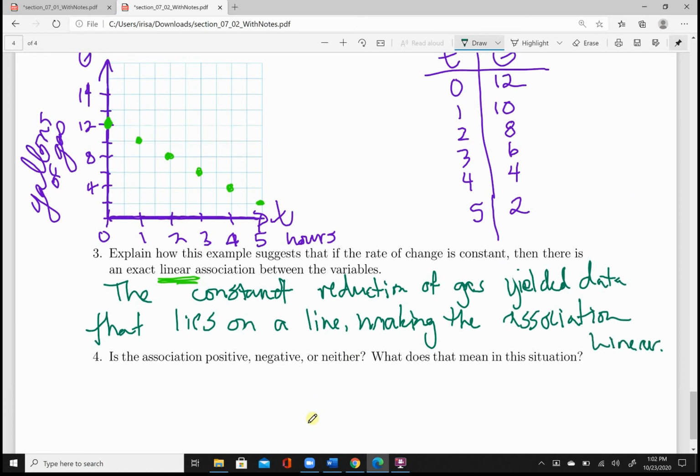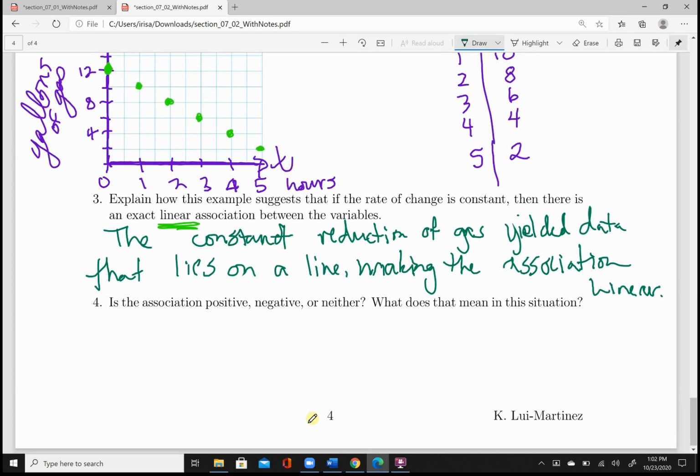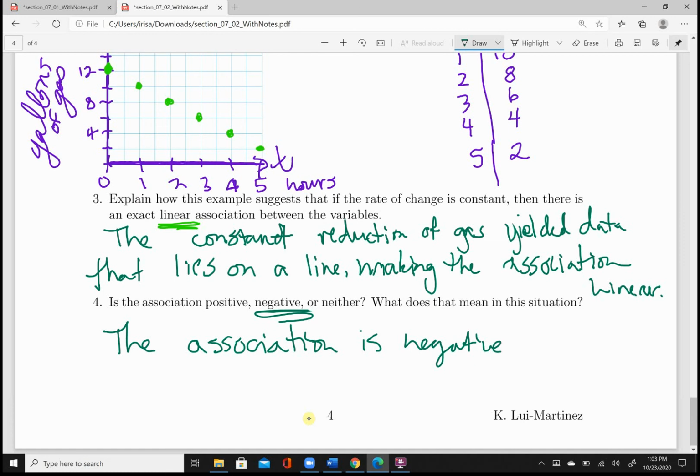And then they want to know, is the association positive, negative, or neither? What does that mean for this situation? Well, the association is definitely negative because we determined that the rate of change was negative. We were taking away 2 gallons of gas for every hour that the car was driven. So the association is negative. And what does it mean? Well, in the context of the problem, it means we're going to run out of gas soon. Negative means that in this situation we will run out of gas eventually.